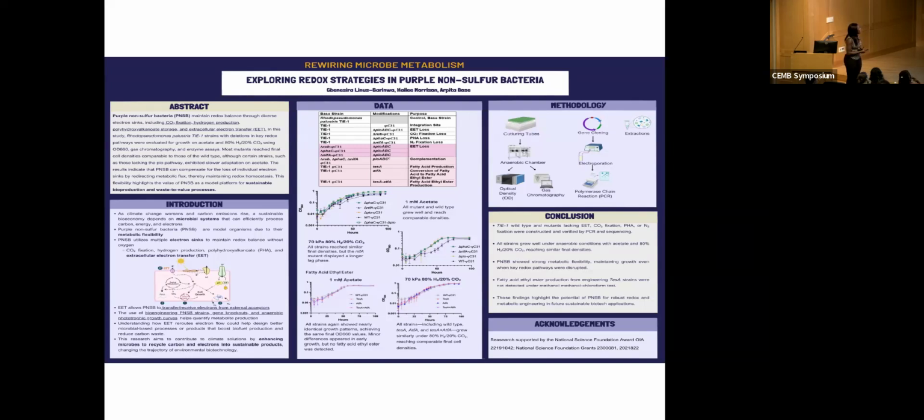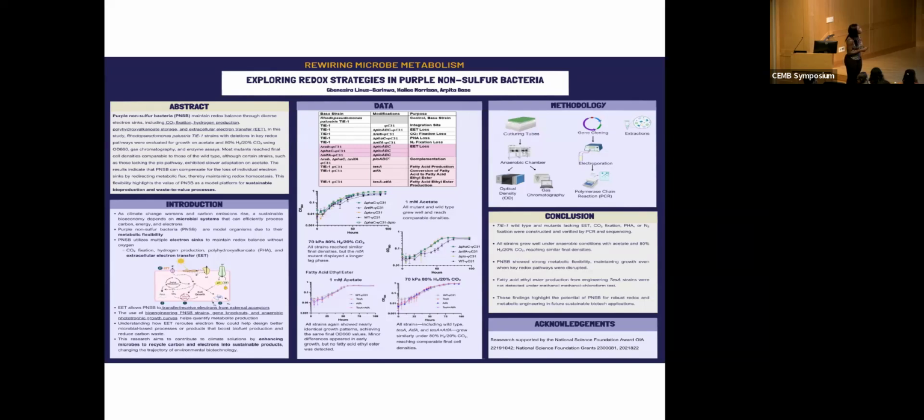With all the processes within it, we've been bioengineering strains to knock out genes to see if the PNSB could still function and maintain homeostasis with one gene knocked out, or each gene knocked out. Hopefully, with our studies, we could enhance microbes to recycle things like carbon or electrons and build on to other sustainable products.